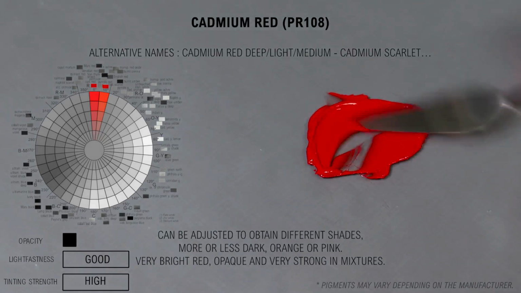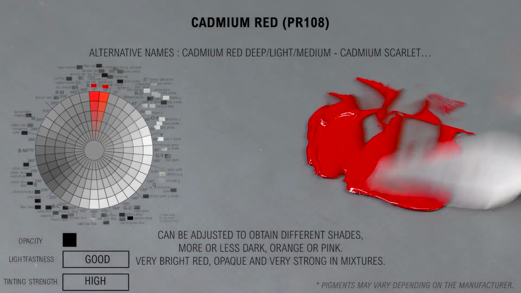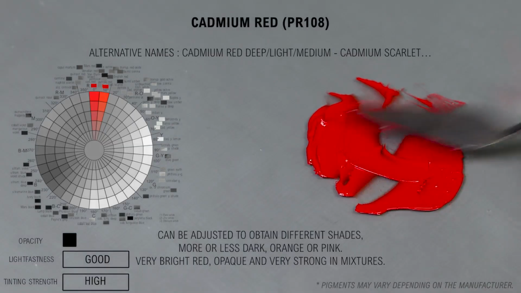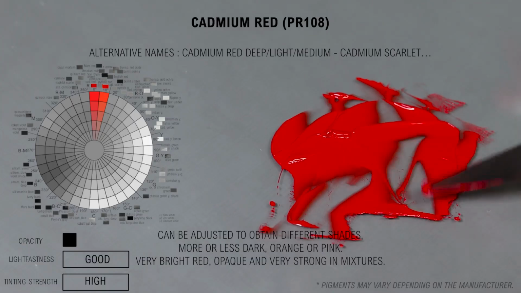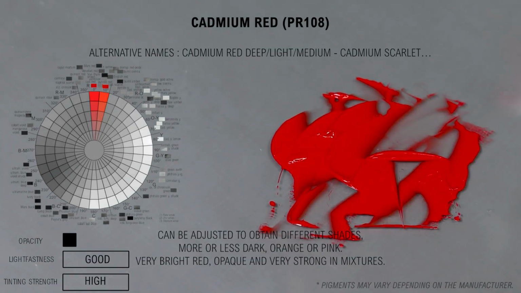Cadmium red, like all cadmium-based pigments, can be adjusted chemically in the manufacturing process to get all sorts of different shades, more or less dark, orange or pink. It's a very bright red, opaque, which is very strong in mixtures. It is a slow-drying pigment.